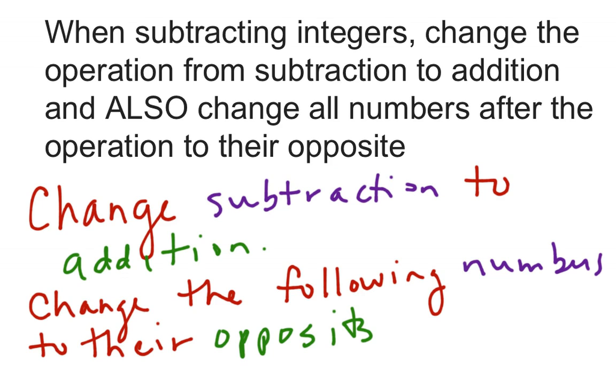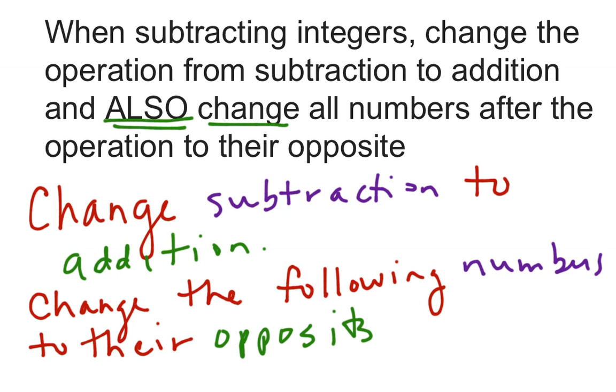I'm going to show how that's done, and I'm going to write the rule on the next page. For your key information, I've put it two different ways. I've put it kind of a long way that would be more like a textbook. When subtracting integers, you want to change the operation from subtraction to addition. When you do that, you can't just make the change in the operation. You also must change all the numbers that come after that operation to their opposites.